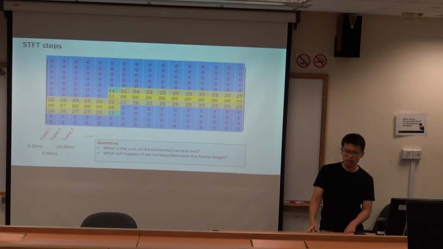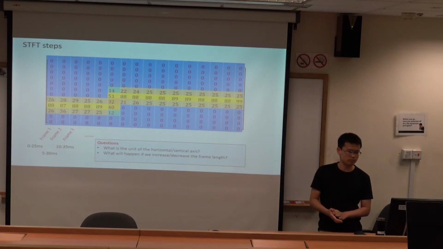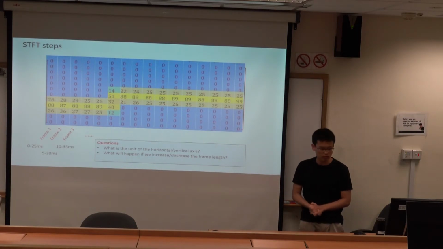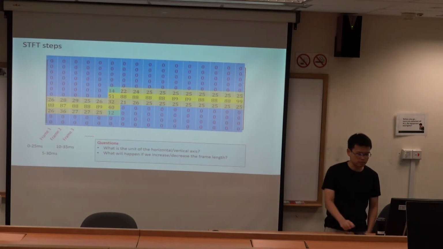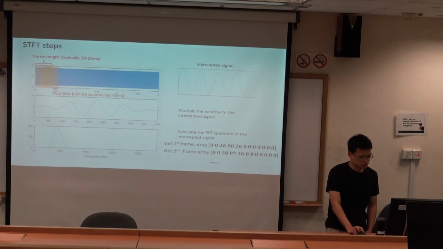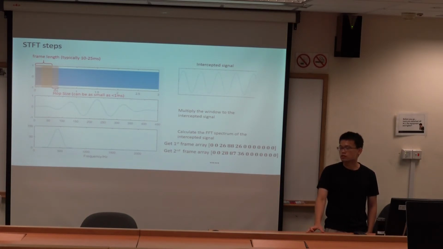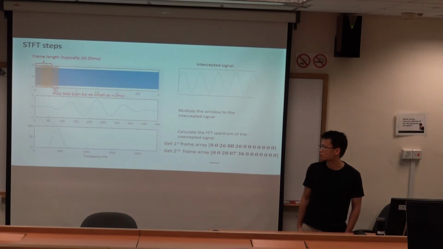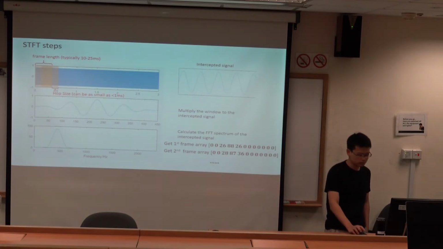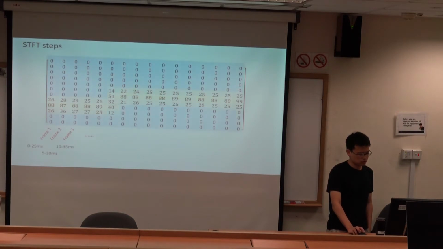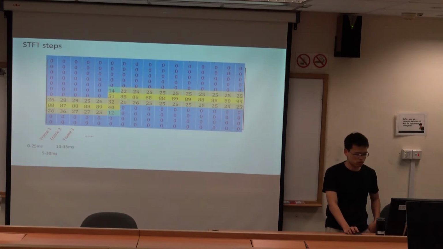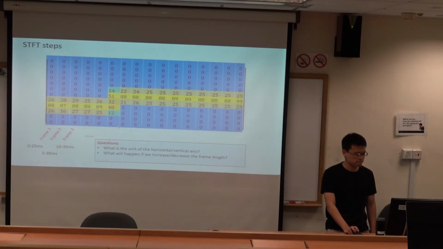So we get an accurate frequency calculation. Because if I increase the frame length, the length of this spectrum will also increase, and then we increase the frequency resolution, right? So from the spectrogram, you will see that if we increase the frame length, the color will be thinner.